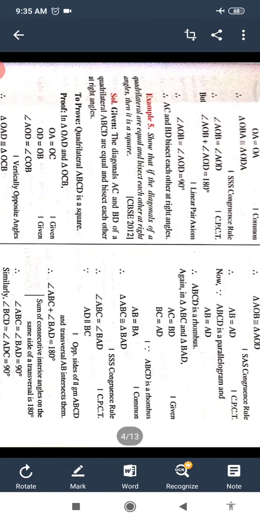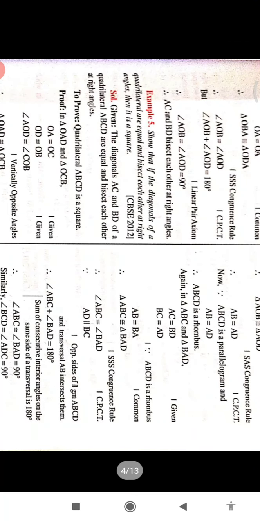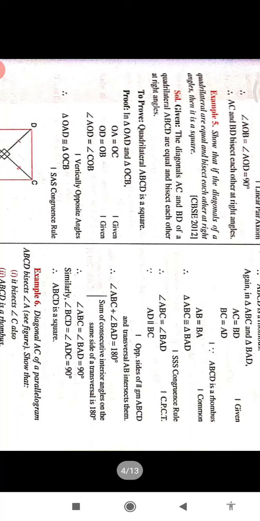Now we are going to start question number 5. Show that if the diagonals of a quadrilateral are equal and bisect each other at right angles, then it is a square. Okay, this rider is the inverse statement of question 4. Here the right angle and bisecting each other are given, but we have to prove it is a square. It is the reverse process of question 4.